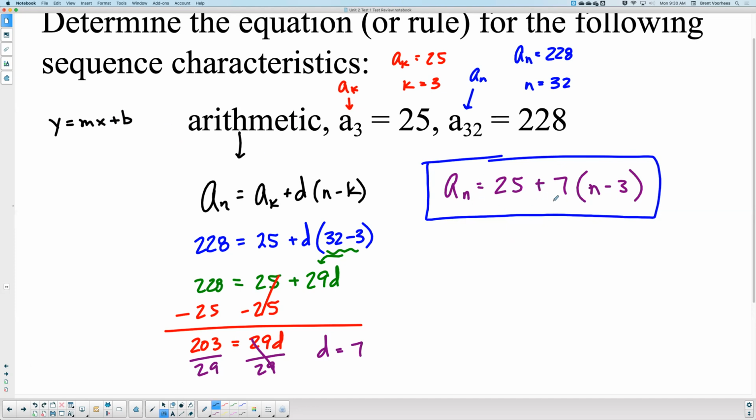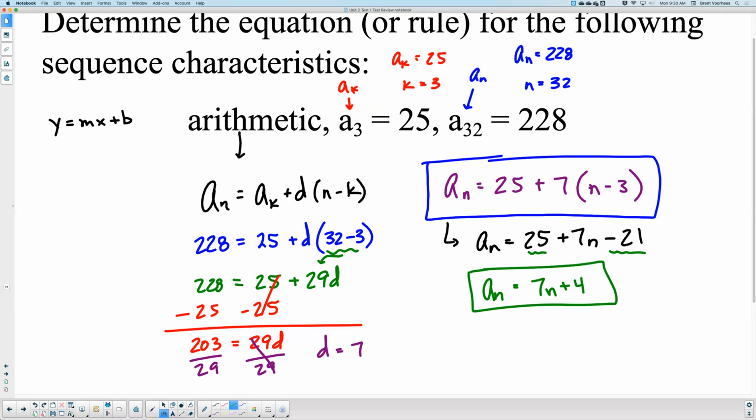I'm not in there yet. So what could I do to simplify that? You could do distributive property. 7n minus 21. Good. Can I simplify any further? Yes, you can combine like terms. So it'll be 25 minus 21, which is 4. I'll put that after the 7n just to get it into y equals mx plus b form. So it's 7n plus 4. That would be a better answer. That would be what I would recommend, and it would probably be your answer that you would see on the test right there.